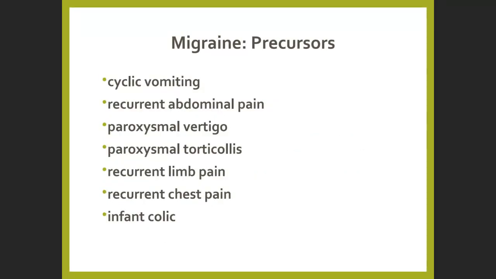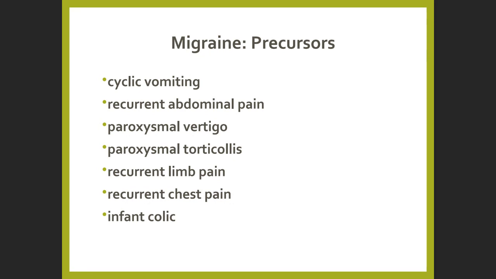So some precursors of migraine include cyclic vomiting, recurrent abdominal pain, paroxysmal dizziness, paroxysmal tilting of the head or torticollis, recurrent limb pain, recurrent chest pain, and infantile colic.